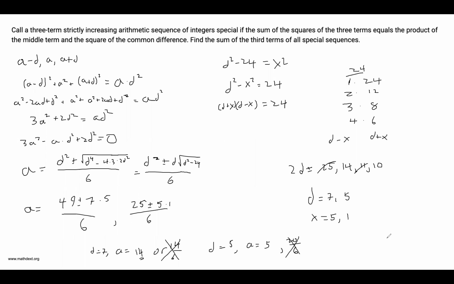So our two possible sequences are 7, 14, 21, that's a minus d, a, a plus d, and then the other solution is 0, 5, 10. The sum of the third terms of these two special sequences is 21 plus 10, which is 31. And so that is our final answer.